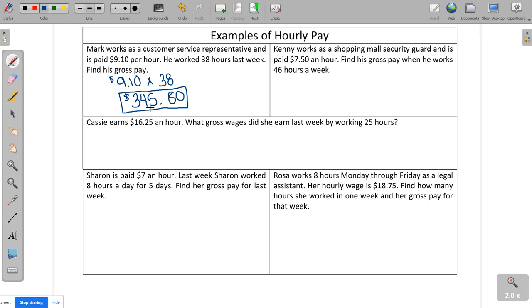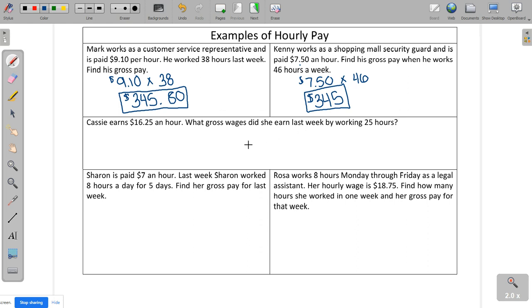Let's look at the next problem. Kenny worked as a shopping mall security guard and is paid $7.50 per hour. Find his gross pay when he works 46 hours a week. So we're going to take his hourly pay, $7.50, and multiply it by the number of hours he worked, 46. When we multiply this, we get $345. Go on and pause this video and work on the next question, and then come back and check your work.